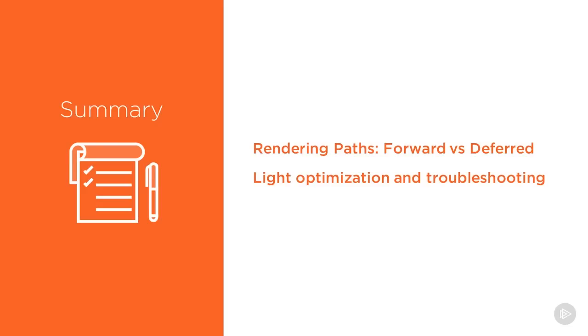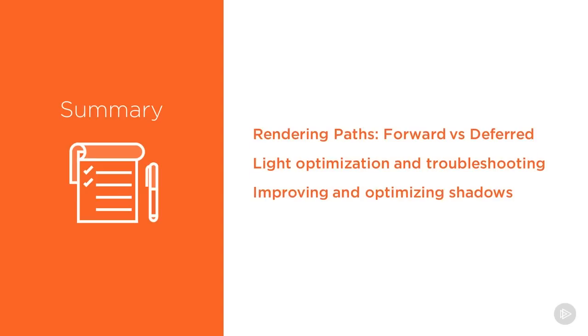So we're going to look at all of the different light types, and we're going to really dig down deep into what those light types are and how they interact with objects in the scene. And then we'll go into improving and optimizing shadows, because a big thing that comes up is things like my shadows have a lot of artifacts. They just don't look good, and things like that.